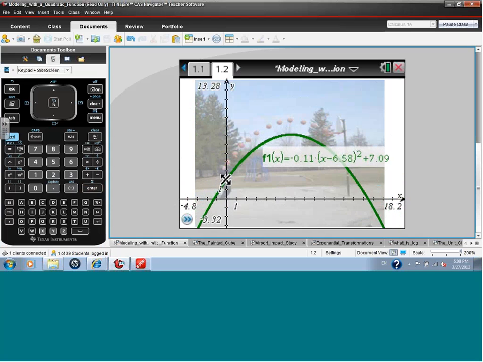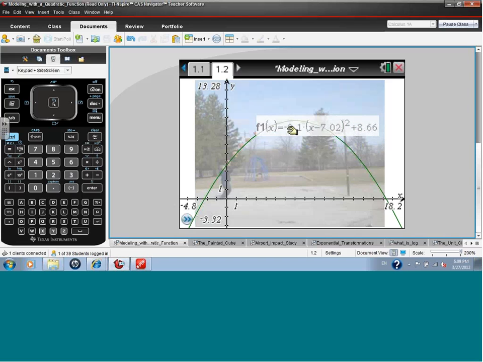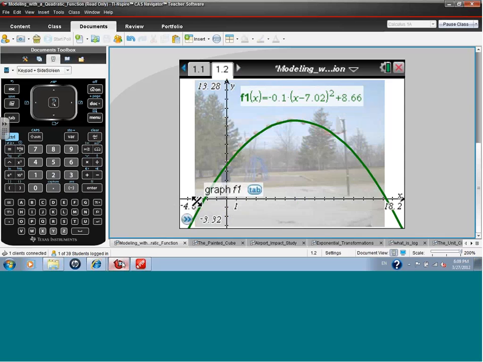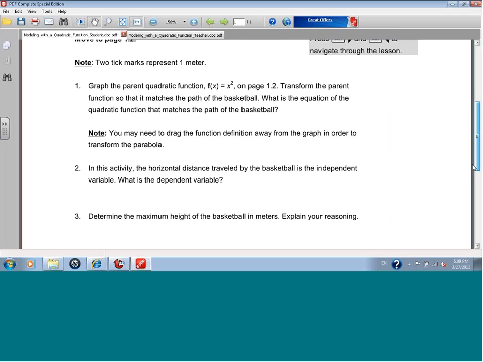in the parabola. So I'll just play with this a little bit more here and see if I can get a pretty good match. And students will be able to do the same thing with their handheld device using the touchpad on the handheld. So this is not too bad of a fit. And I'm going to drag the label so it's out of the way. And then there are a few other questions in the document that students might want to answer using their newfound equation.